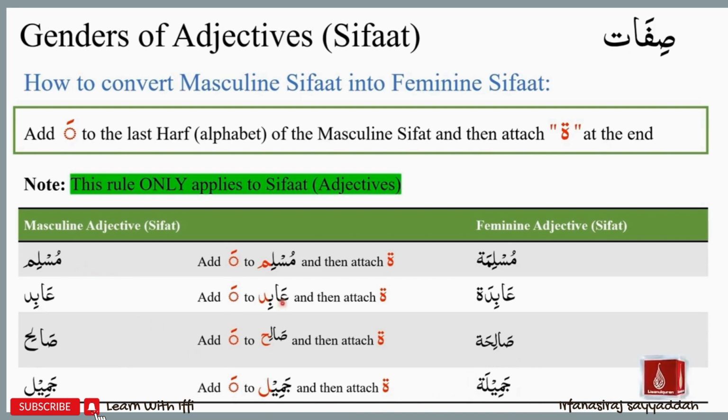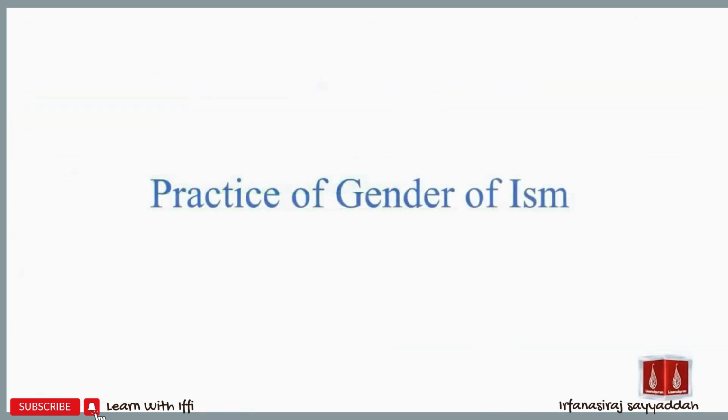So Muslim becomes muslima, abid becomes abida, saleh becomes saleha, and jamil becomes jamila. These are all examples of masculine sifat. These are all examples of feminine sifat. Let us do some more practice of gender of ism.